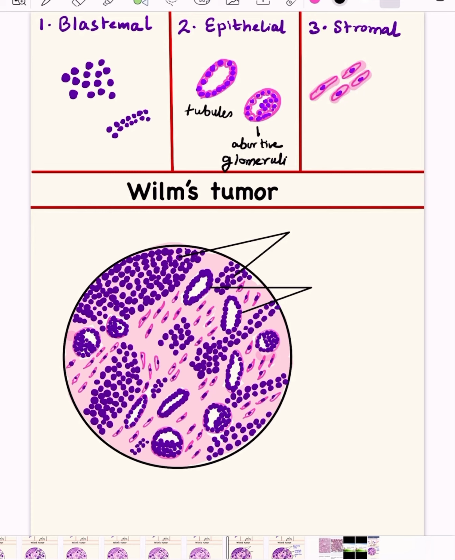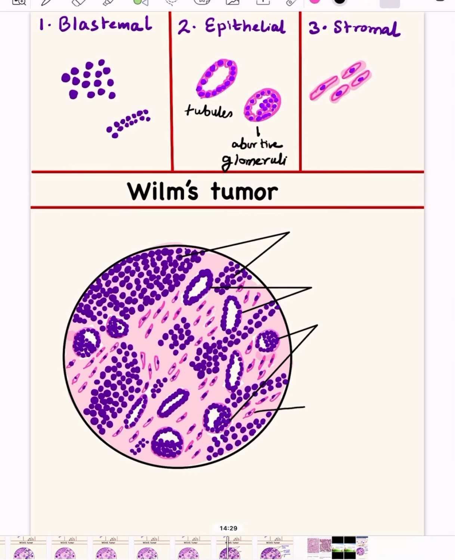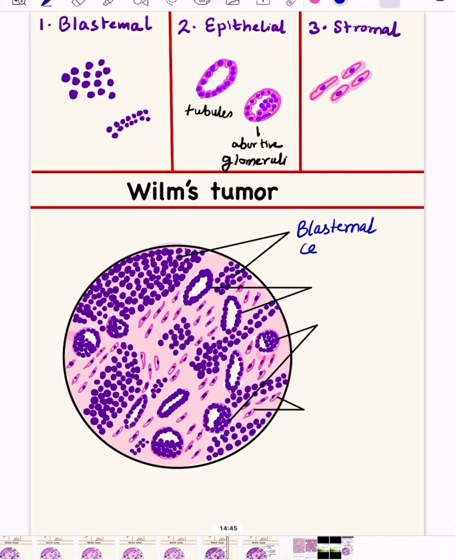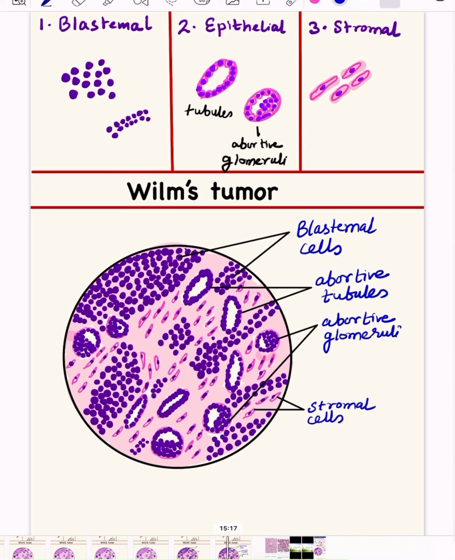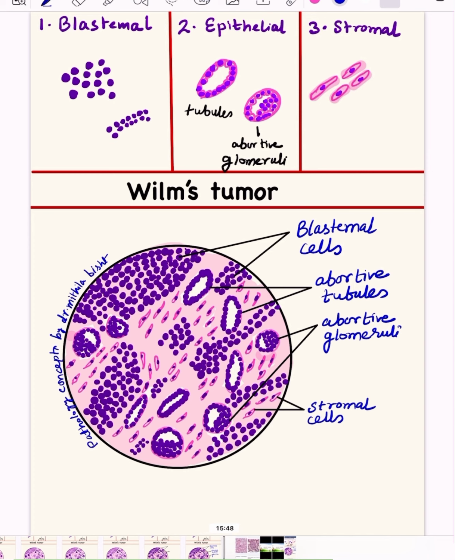Now lastly, the labeling. We label the blastemal cells, then the abortive tubules, these abortive glomeruli, and lastly the stromal cells. So this is how we make the diagram of Wilm's tumor. I hope it is useful, and it is also very easy to understand if you know how to draw the blastemal element, epithelial element and stromal element.